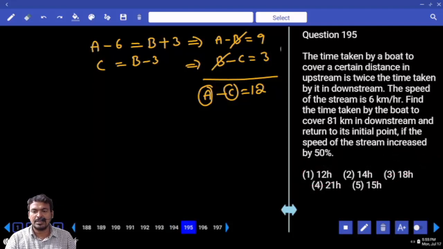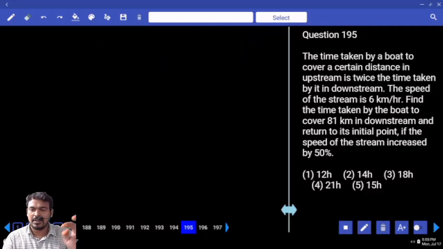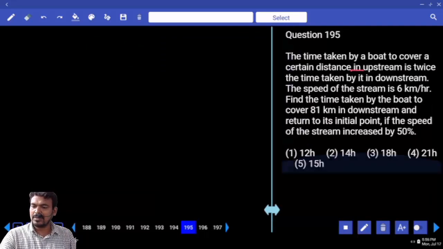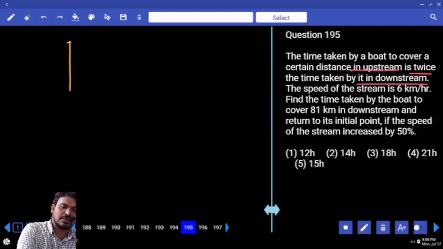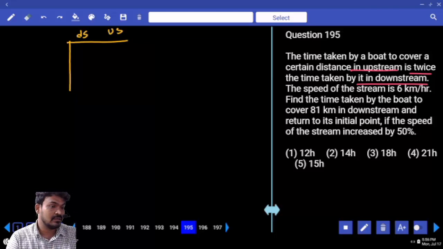Next, question number 195. The time taken by a boat to cover a certain distance upstream is twice the time taken by it downstream. The speed of the stream is given as 6 km per hour. Find the time taken by the boat to cover 81 km downstream and return to its initial point if the speed of the stream is increased by 50%. First of all, upstream time compared to downstream time, double or triple? Double. And here distance is constant or changed? Constant. When distance is constant, speed and time are always inversely proportional.